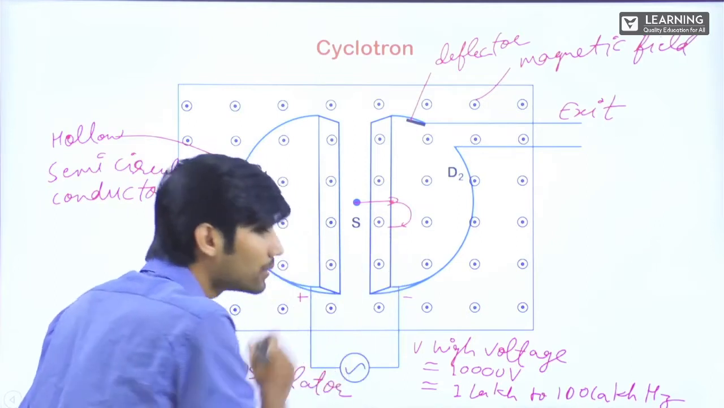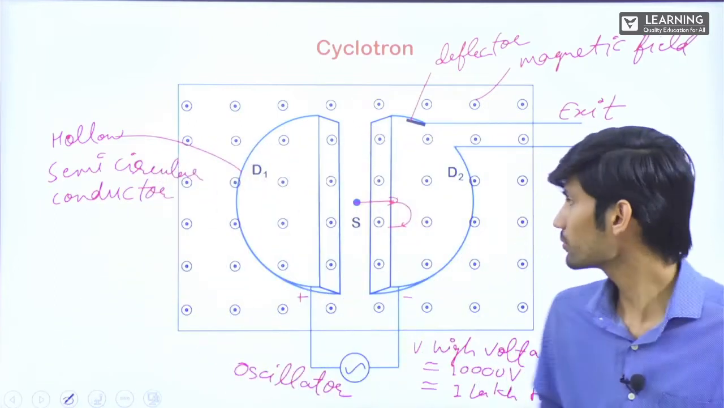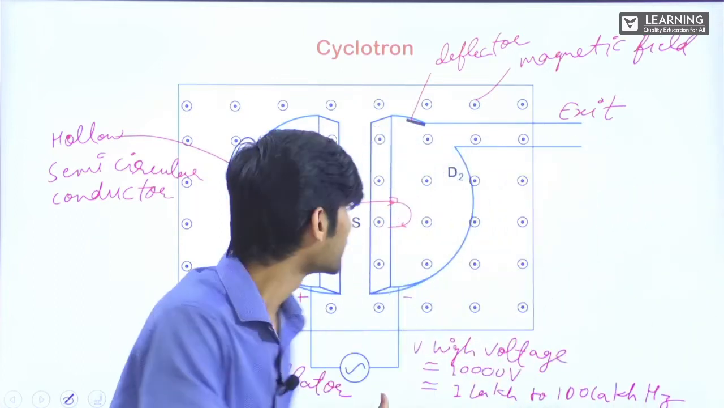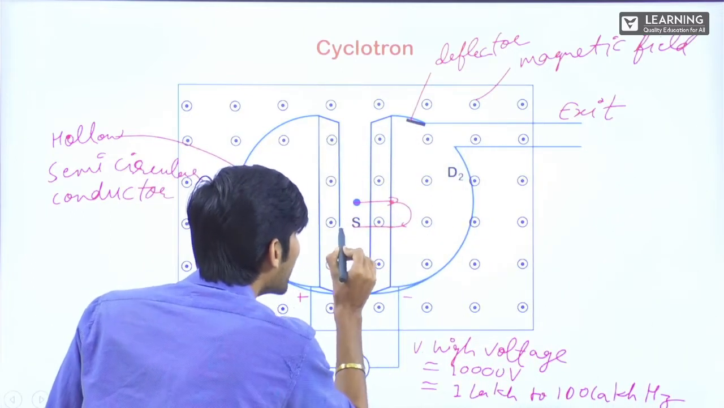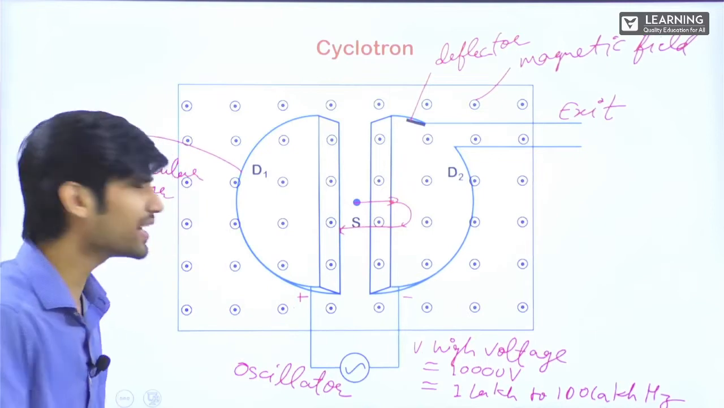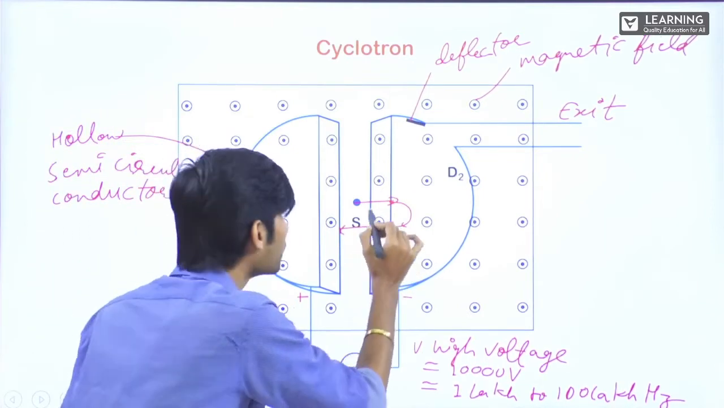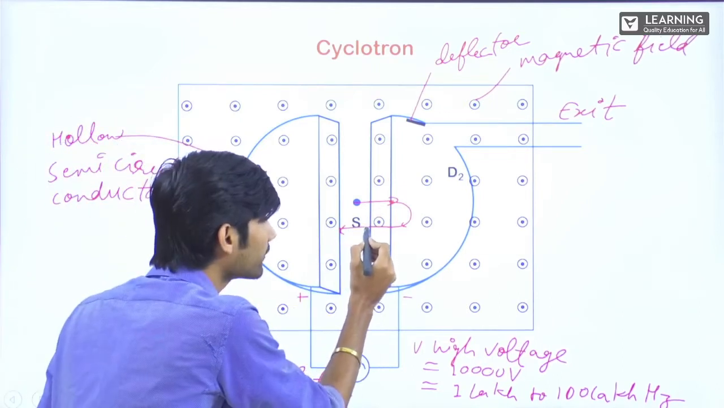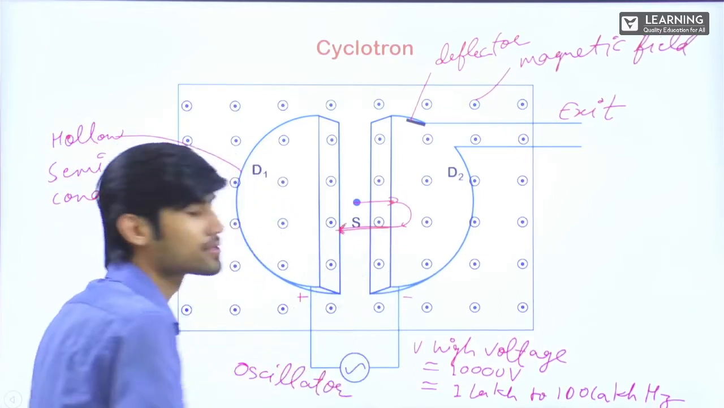Now, the moment it comes out from here, no doubt the magnetic field is there, but the electric field is so strong that it will again increase speed and zoom, it will come here. Very high speed. This electric field is strong. The moment it does a half circle, it will come out of this D. Again, this electric field is strong. Zoom, it will come like this.